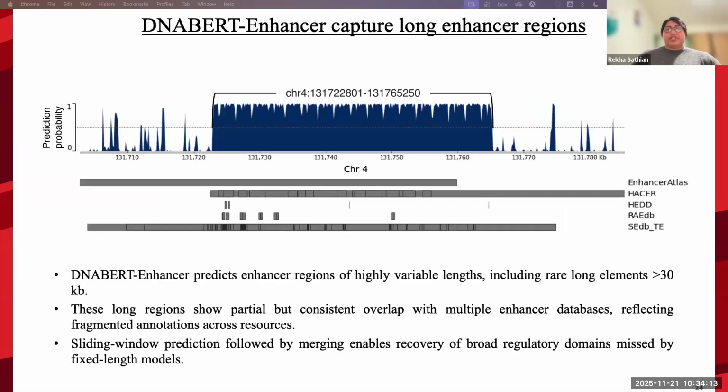Our approach of merging the consecutive enhancer windows while predicting identified several unusually long enhancer regions that exceed 30 kb, and these broad segments map to multiple enhancer datasets, suggesting they represent large regulatory domains composed of many smaller annotated elements. The example shown here is a 42 kb region on chromosome 4, which aligns with 5 different enhancer resources. And this demonstrates that our sliding window approach plus the merging strategy can predict enhancer regions of any length and can recover extended enhancer architectures that conventional methods often miss.